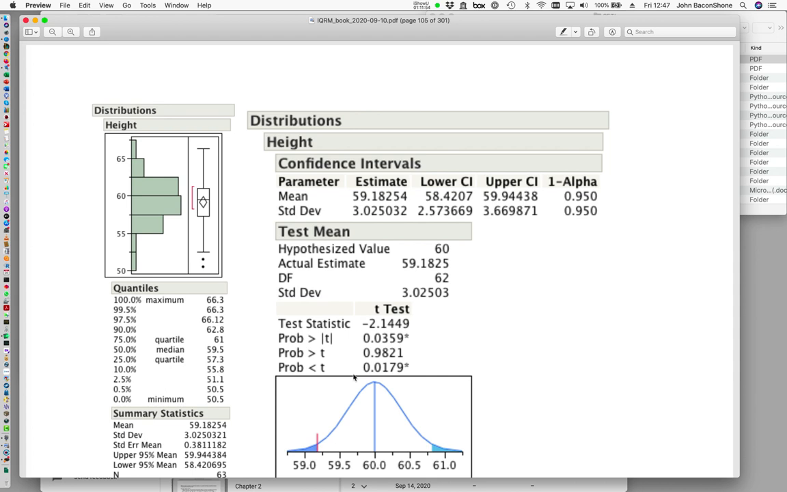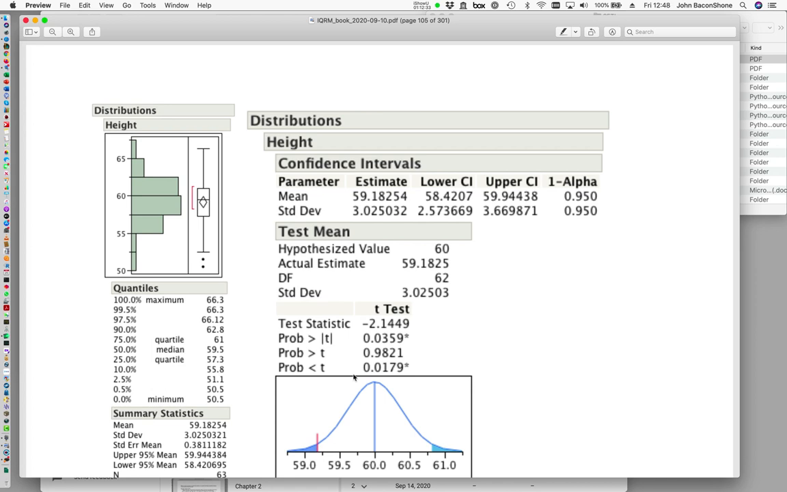So the red vertical line is showing us the value we actually got, right? The 59.18. The hypothesized value, of course, is the center of our distribution, 60. And so the 95% confidence interval is based on the blue areas on the left and the right. Okay? So you'll see we're just into the dark blue area, meaning we would reject at 5% if we were doing the two-tailed test.